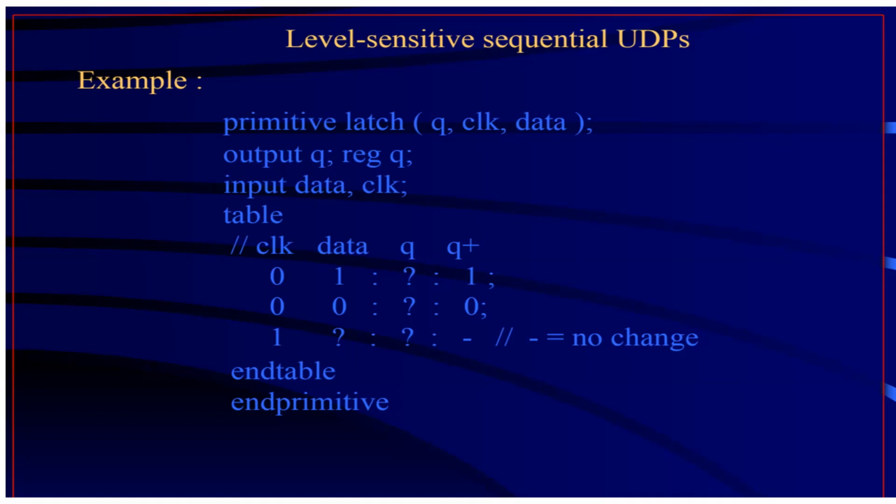When clock is 0 and data is 0, whatever the present state is, the output is 0. If clock is 1, data is question mark and present state is question mark, what is the output? No change. No change.